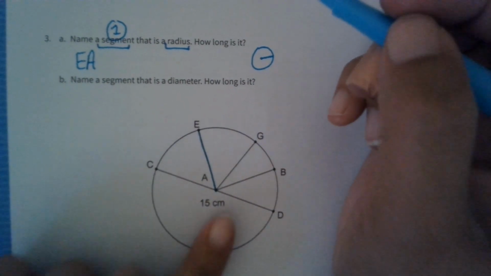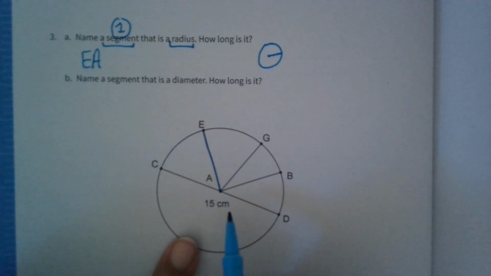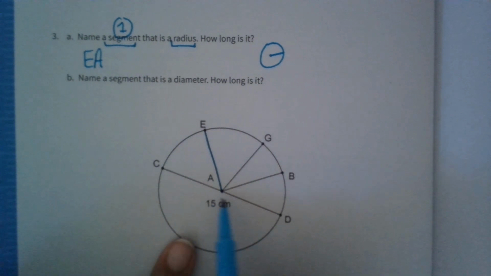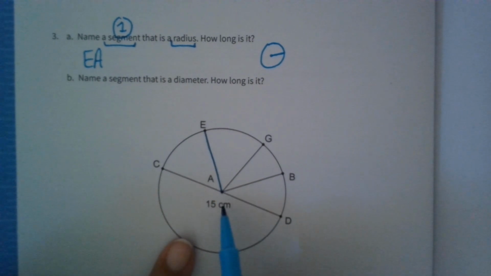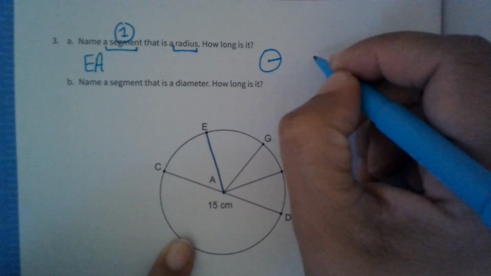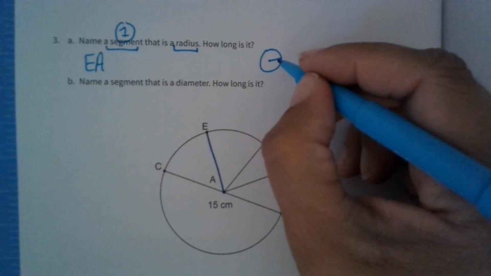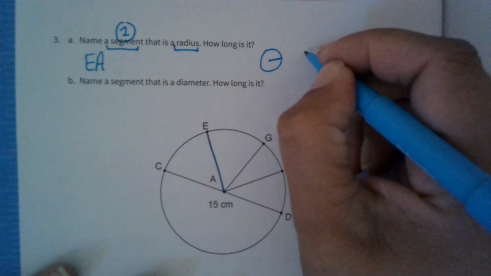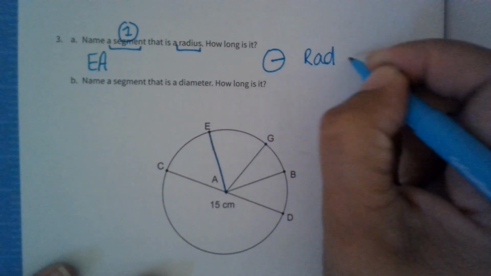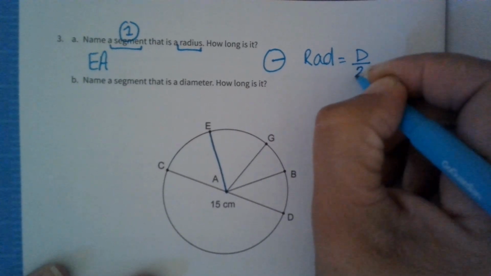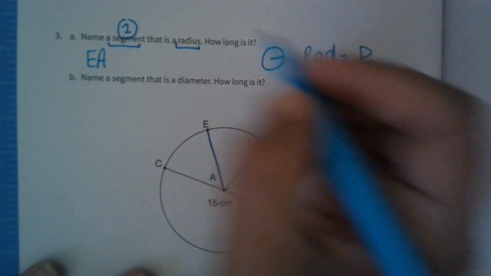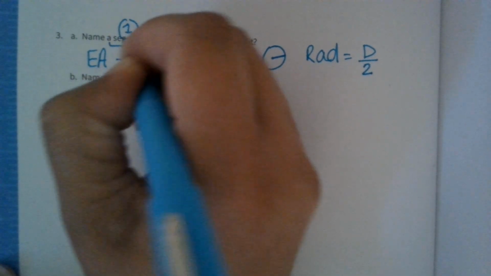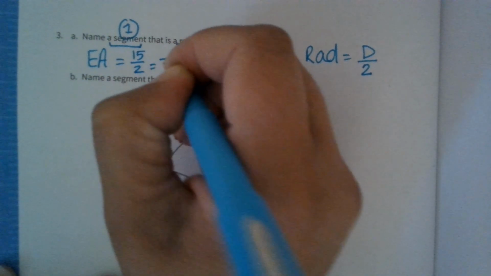Okay? Now, you need to understand something. From C all the way to D, the diameter is 15 centimeters. But you should know something about that. The radius is half of the diameter. So, in order to find the radius, you have to take the diameter and divide by 2. So I need to take 15, divide that by 2. And that should be the radius all the way around.